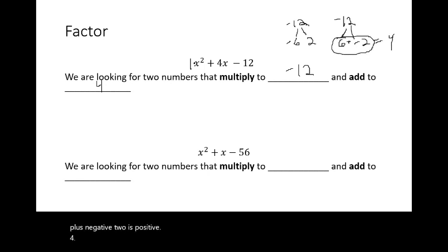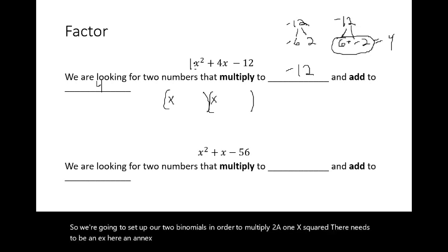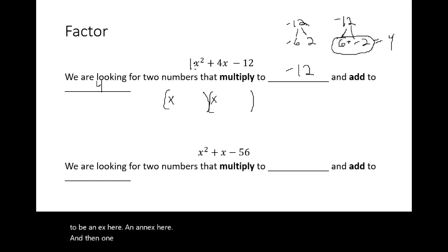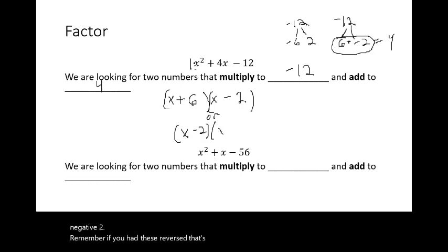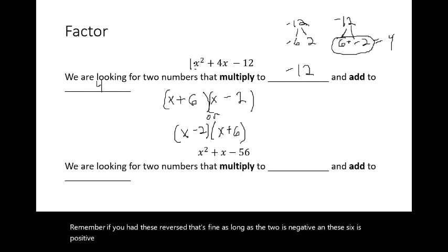So we're going to set up our two binomials. In order to multiply to a 1x squared, there needs to be an x here and an x here. And then one of the factors is going to be a positive 6, and the other one is going to be a negative 2. Now remember, if you had these reversed, that's fine, as long as the 2 is negative and the 6 is positive. And remember, if you ever want to check your answer before submitting it, you can always check your answer by distribution.